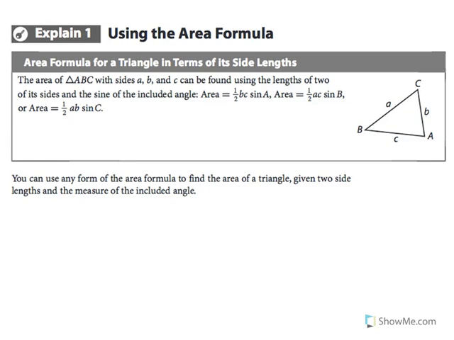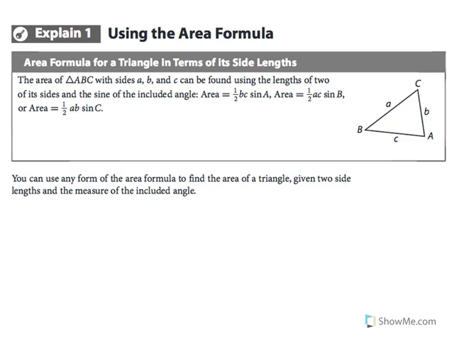Using the area formula. The area formula for a triangle in terms of its side lengths: the area of triangle ABC with sides a, b, and c can be found using the lengths of two of its sides and the sine of the included angle. So area equals 1/2 BC times sine A, or area equals 1/2 AC times sine of angle B, or area equals 1/2 AB times sine of angle C.